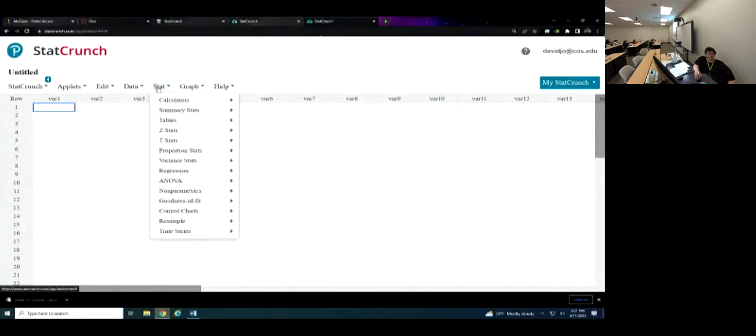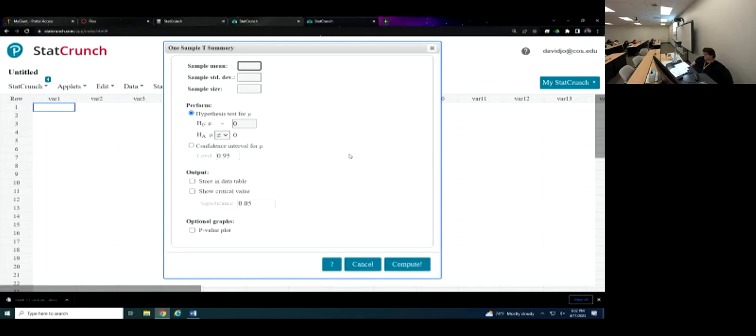All right, so we're gonna go stats, T stats, one sample with summary. They asked us for the information I already wrote down. The sample mean was 5708. Sample standard deviation was 999.05. They asked 45 people. And my hypothesis test value here was 5710. And we went for not equal. Always check this. Make sure you check it.